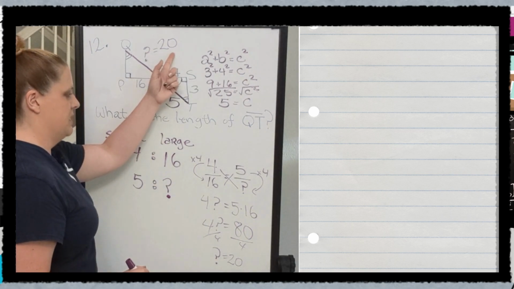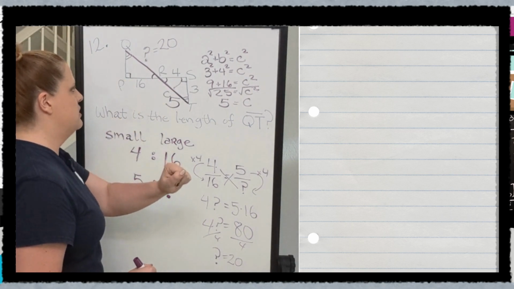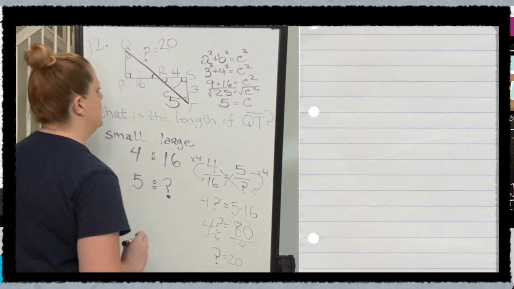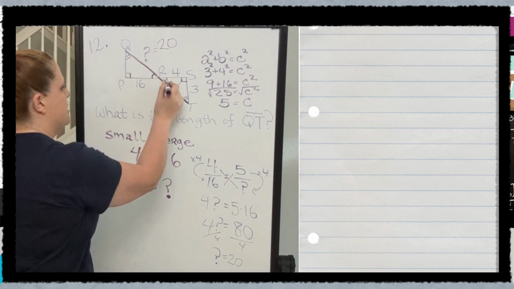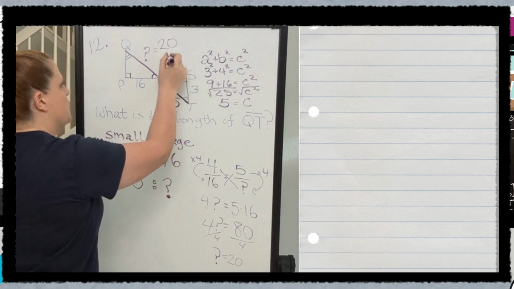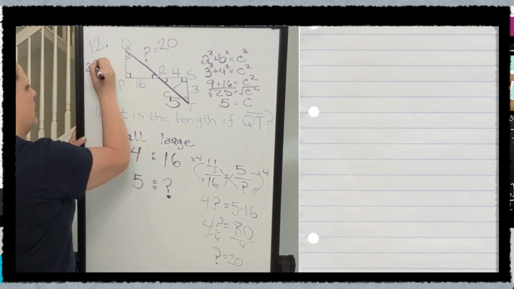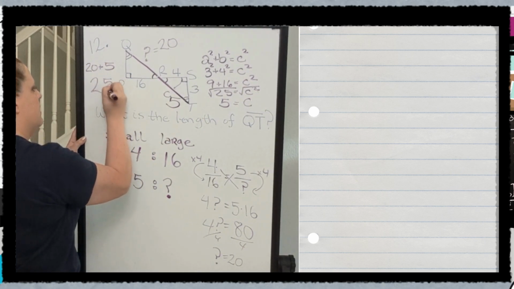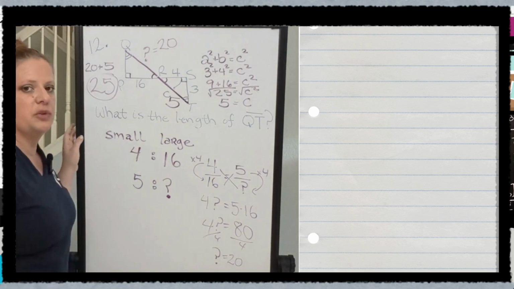Now, don't get too excited because that is not our final answer. Our final answer, the length of QT, we have to put this and this together. That means 20 plus our 5 gives us a length of 25 for QT.